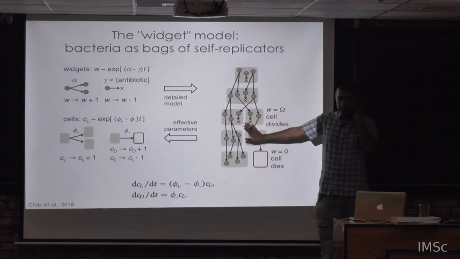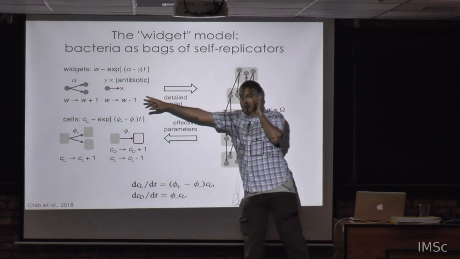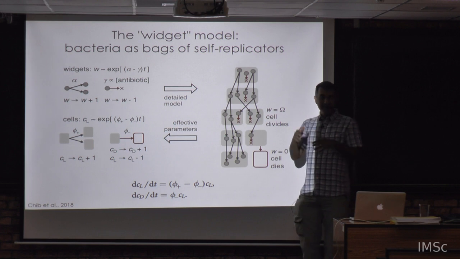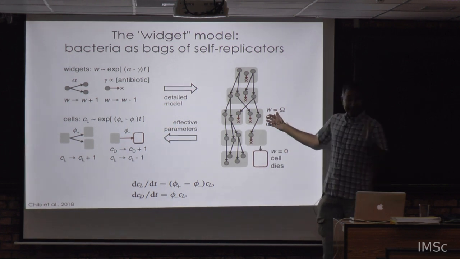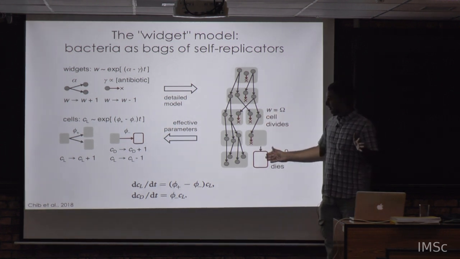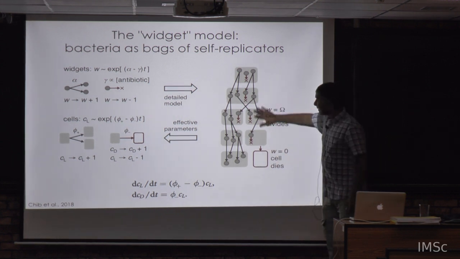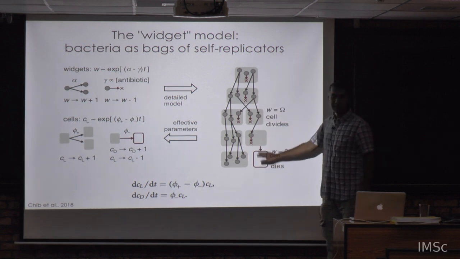So everybody's happy with this? As a word model, it's very simple, right? Widgets can self-replicate, widgets can die. A cell has a bunch of widgets. When the number of widgets hits 5 or 10 or whatever you want to pick, the cell instantly divides, and when it goes to 0, the cell is counted as dead. Right? Very simple. So the question is how to find out how often this happens and how often this happens.